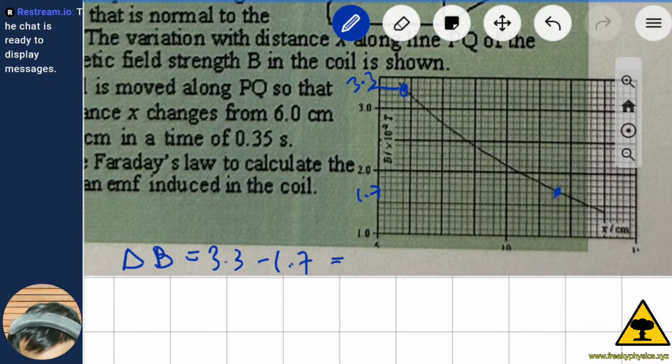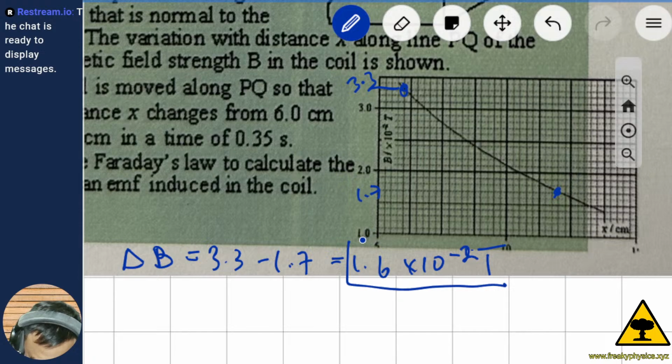That's 1.6. Okay, then let's take a look at the unit. This is times 10 to the minus 2 teslas, right? That's delta B. Delta T is given as 0.35 seconds.